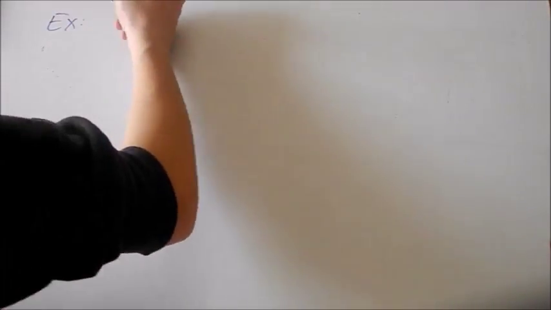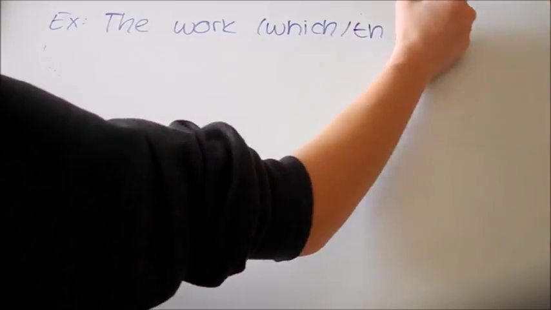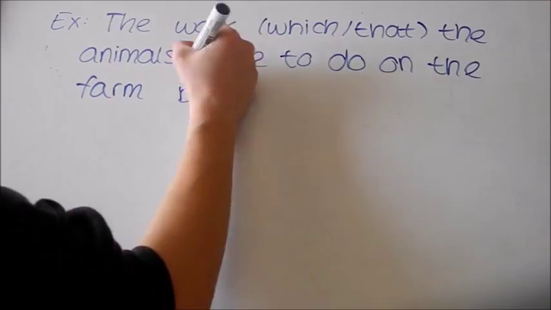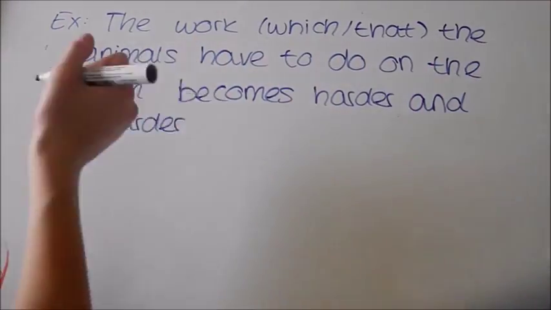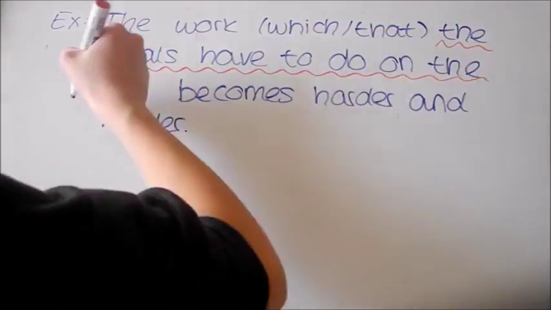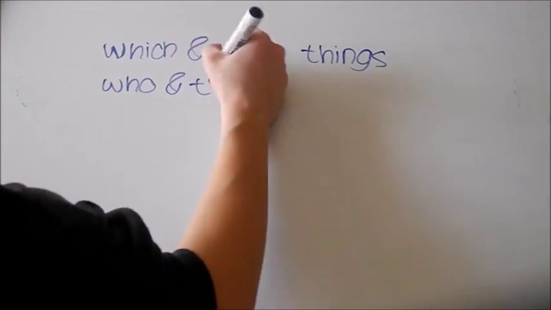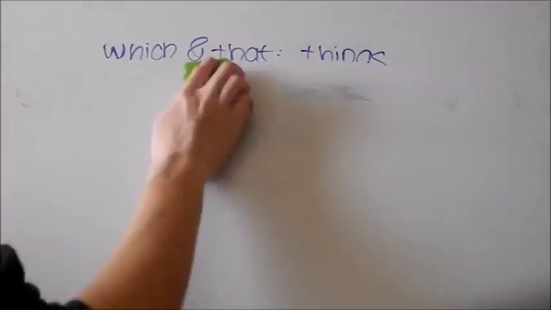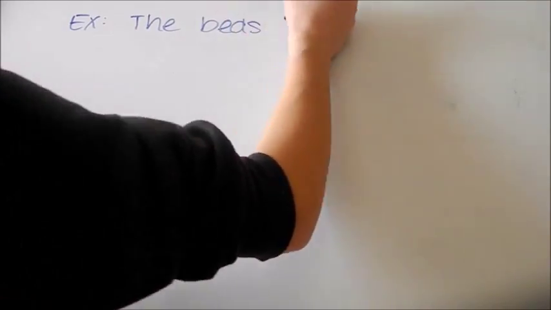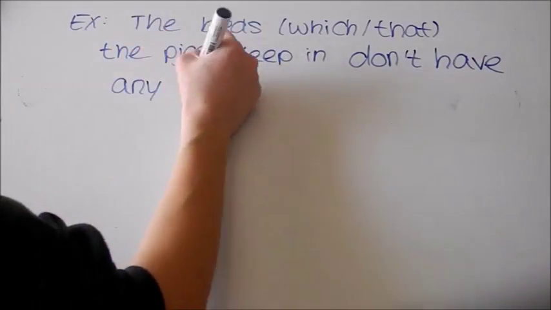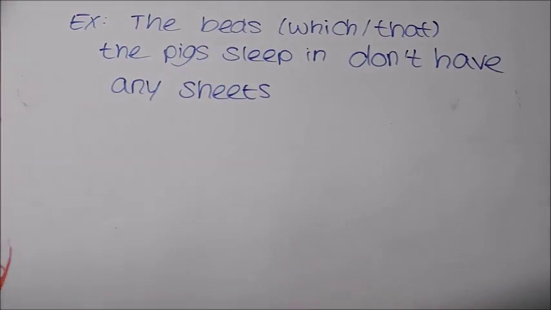For example, the work which or that the animals have to do on the farm became harder and harder. Which and that are used for things, who and that are used for people. Another example, the beds the pigs sleep in don't have any sheets. Important, there's no comma between the main clause and the defining relative clause.